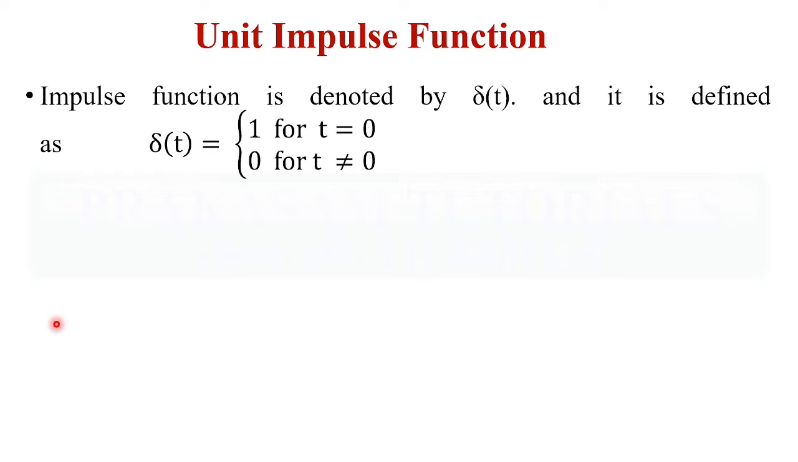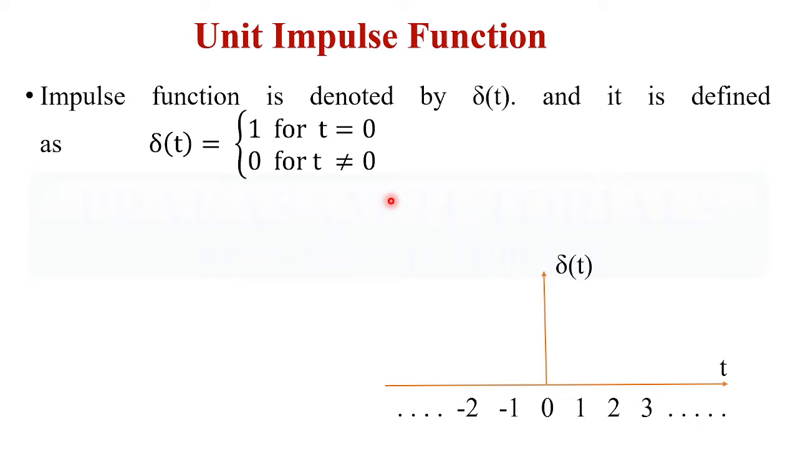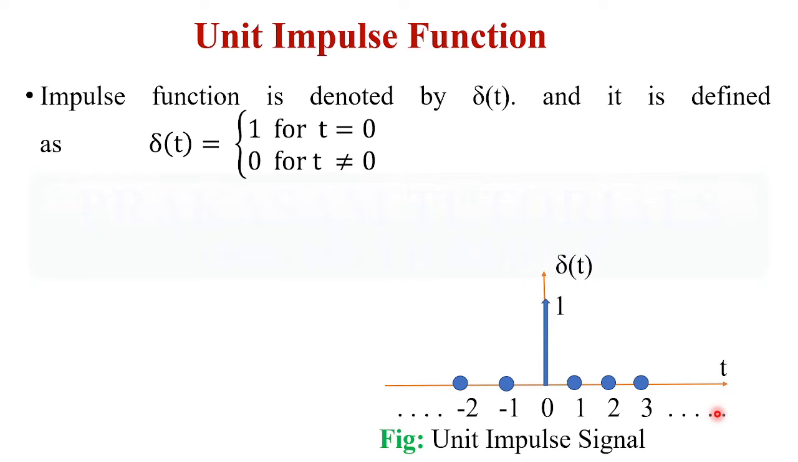So the continuous time unit impulse function is given by del of t is equal to 1 for t is equal to 0, and del of t is equal to 0 for t not equal to 0. According to this definition, the unit impulse function exists only at time t is equal to 0. t not equal to 0 means t greater than 0, that is t is equal to 1 to infinity, and t less than 0, so minus 1 to minus infinity, the impulse function is 0. So the impulse function exists only at time t is equal to 0.